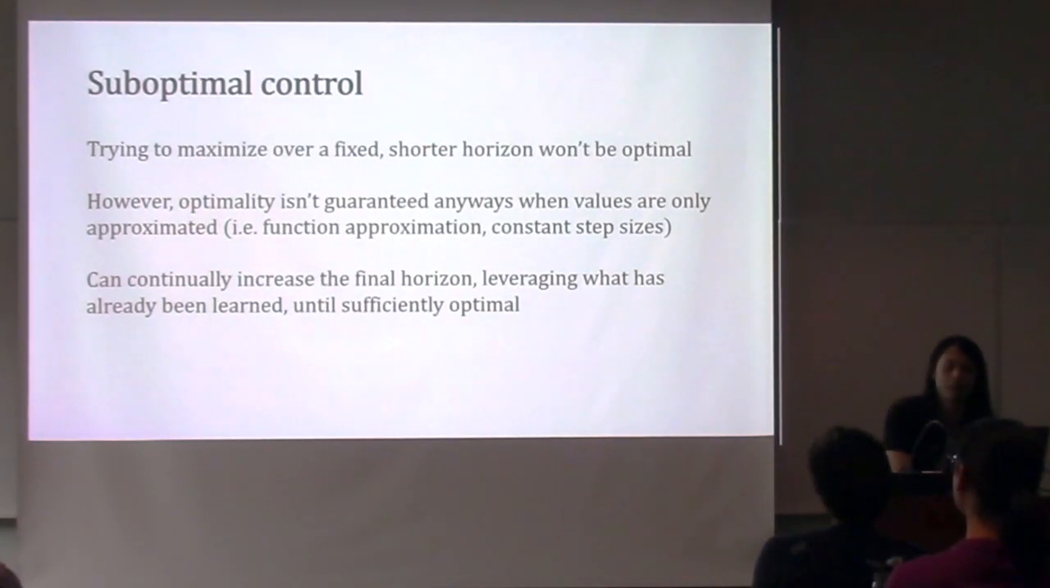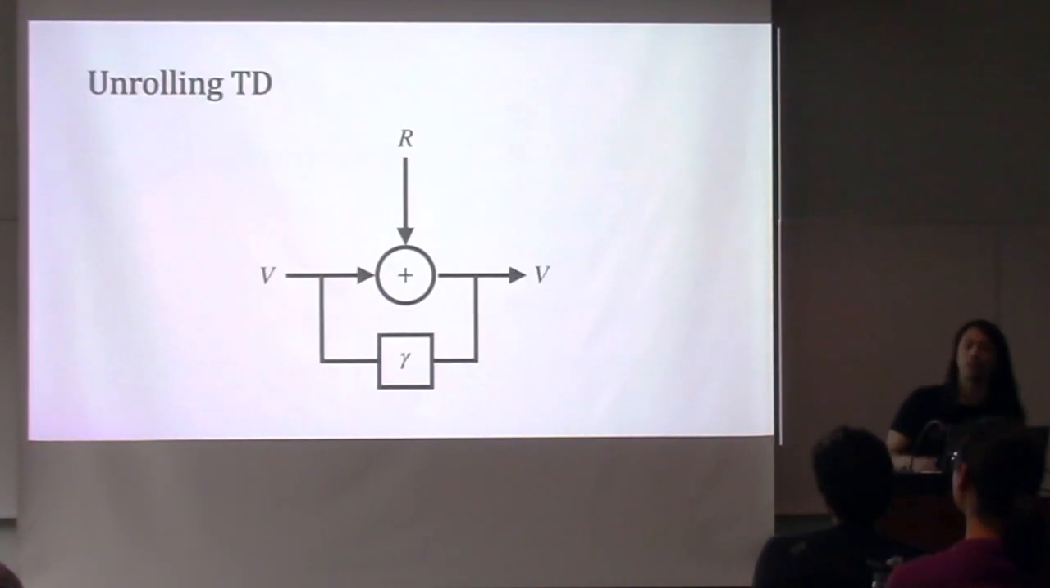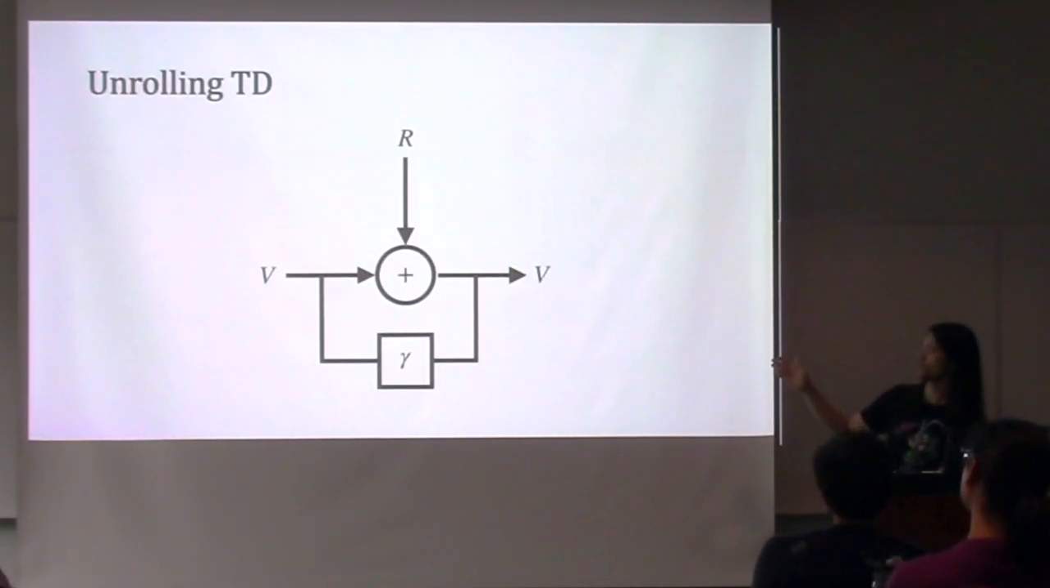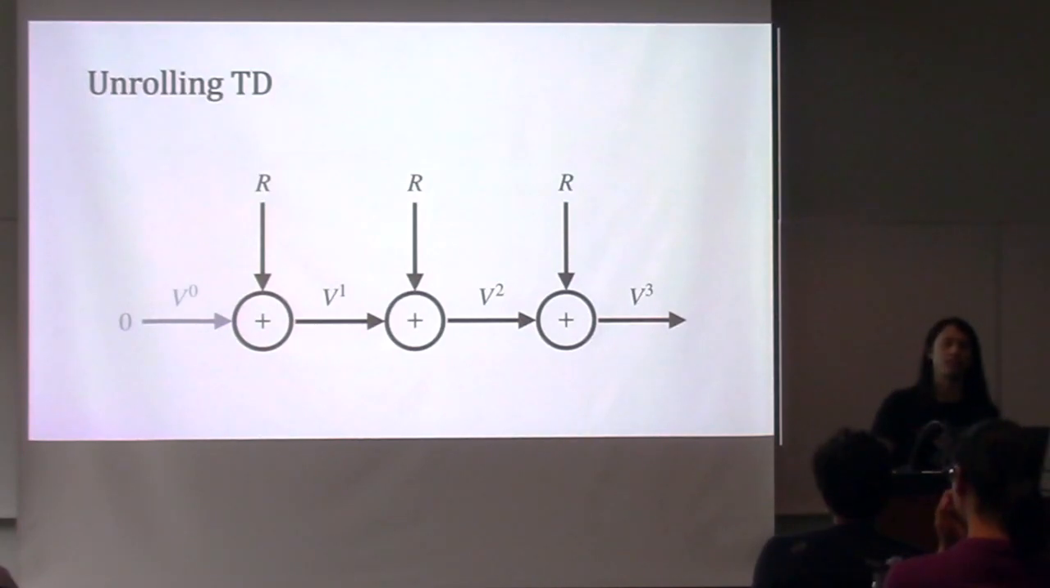So something that I really like about this is that it can be viewed as unrolling TD. So this is one way to view TD, where you've got some value function coming in, you add a reward to it, and you produce a new value function. And this feeds back into itself. So this can be seen as the value function trying to satisfy itself with respect to this reward signal coming in. And finite horizon TD would look like this, where there's no more loops in it.